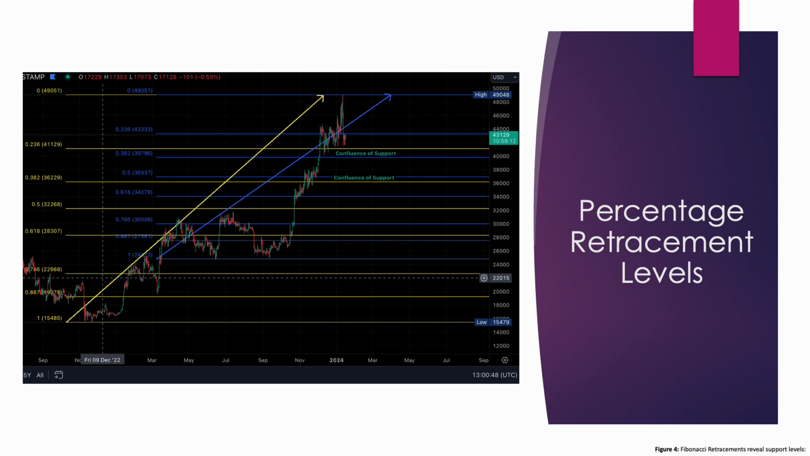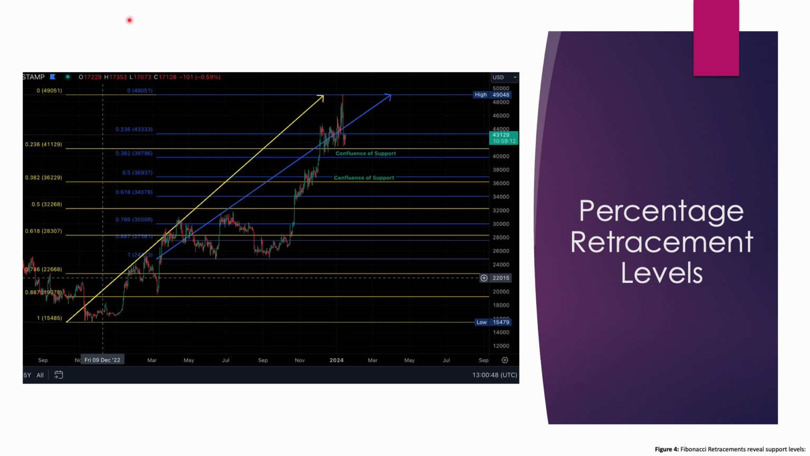Next static time support is percentage retracement levels. Percentage retracement levels are widely used to identify support and resistance in the financial markets. The two most commonly used methods for percentage retracements are Fibonacci number retracements and Gann percentage retracements. To use this method, you must identify a swing high and a swing low. For example, the 15.5K is a swing low and the 49K level is a swing high.